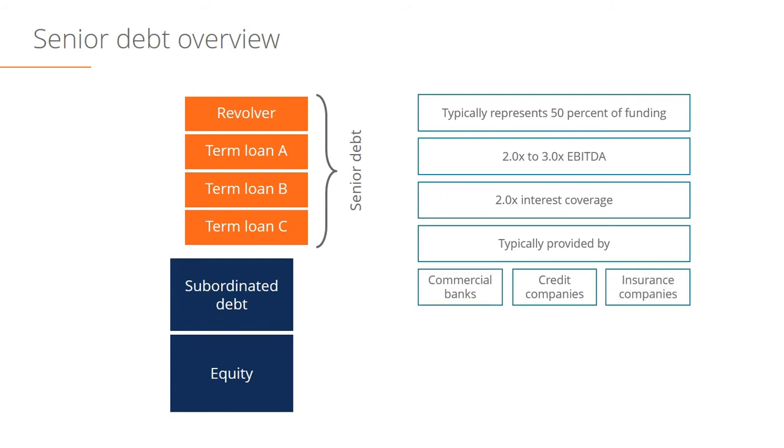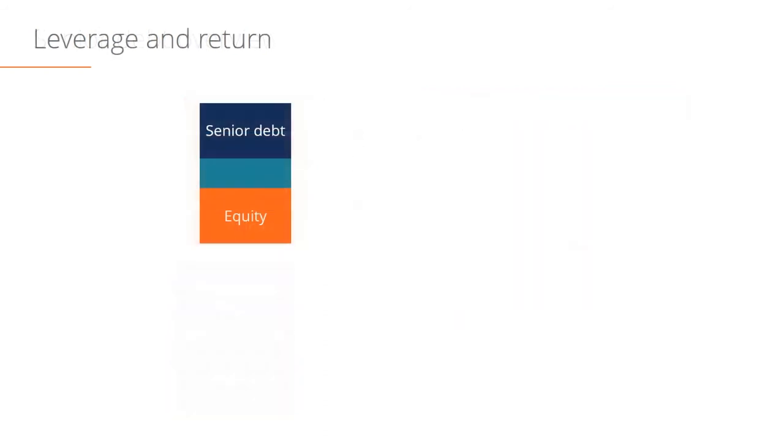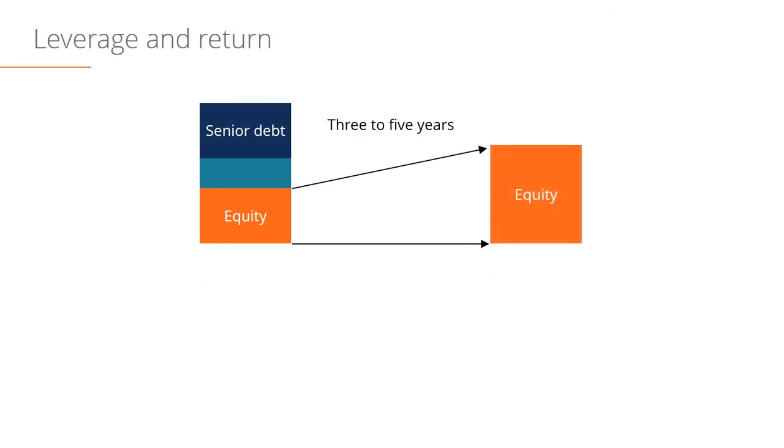Now let's take a look at how senior debt can enhance equity returns. So here's an example of a capital stack: senior debt, sub-debt in the middle, and equity at the bottom. Over time, over 3 to 5 years, as this business grows, what's going to happen is you're going to see that the equity piece has expanded significantly.